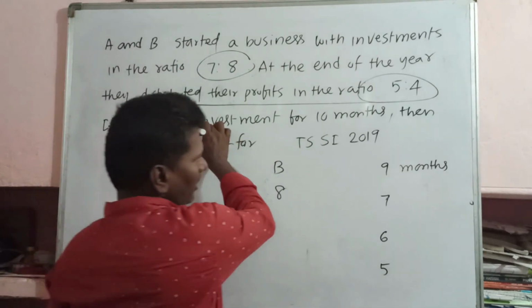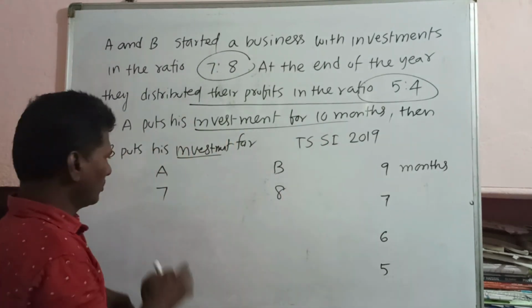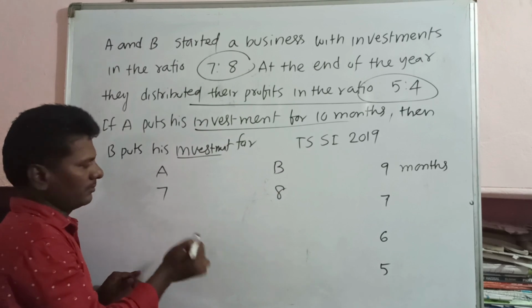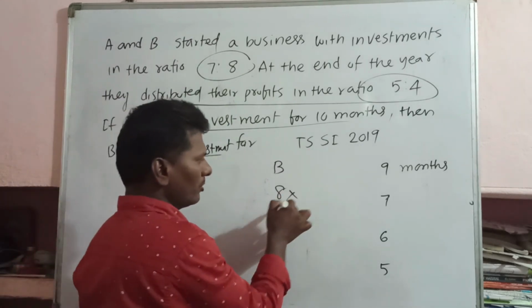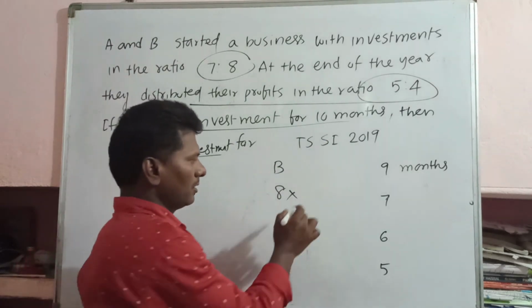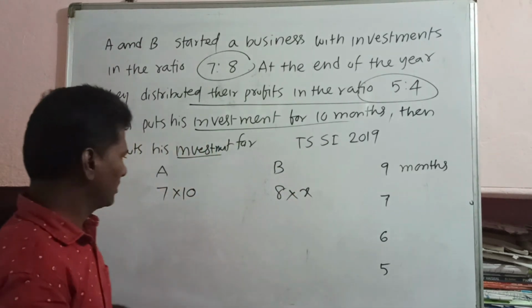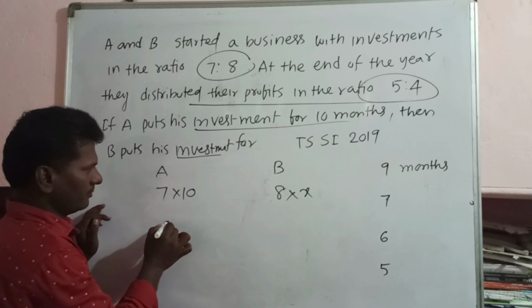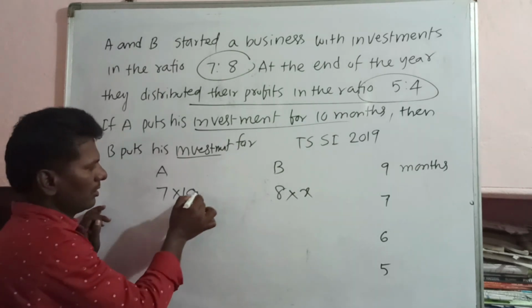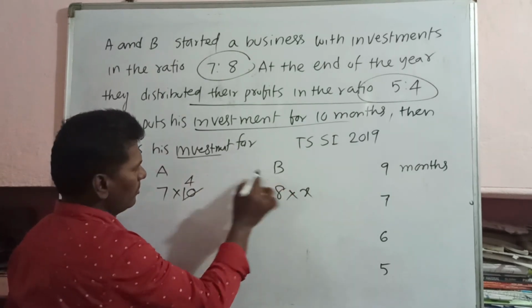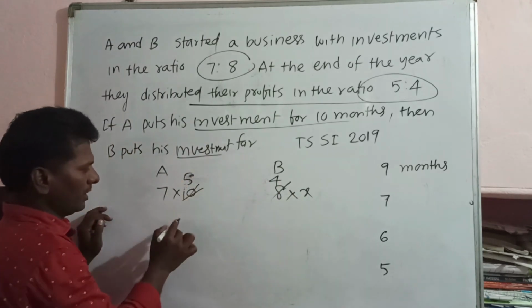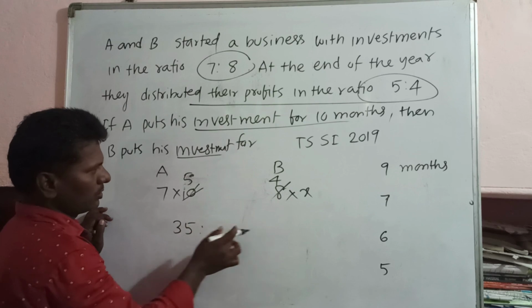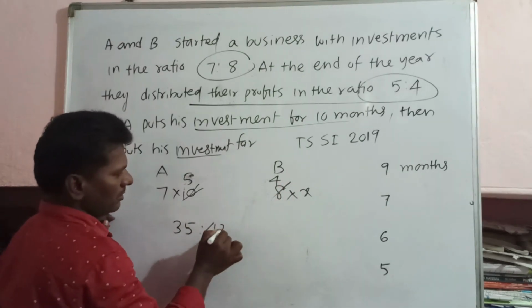Time periods. A's time period is given as 10 months. So investment into time period: 7 into 10 months. Here we don't know B's time period, so I am writing x. 7 into 10, sorry, I am cancelling this. 2 4s are 8, 2 5s are 10. 7 into 5, 35, and 4 into x, 4x.